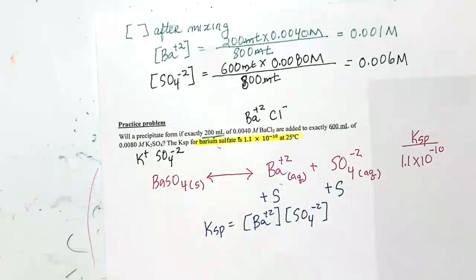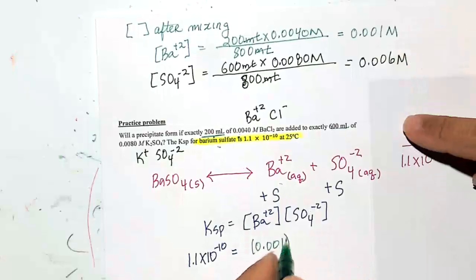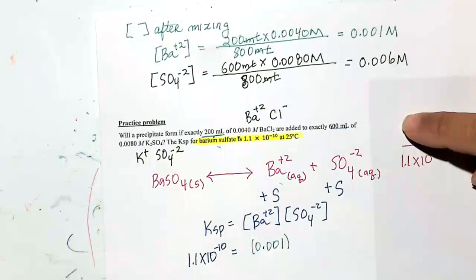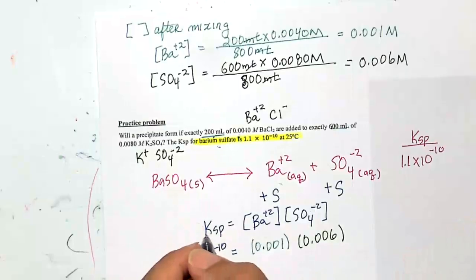All right, let's plug everything in now. Ksp is 1.1 times 10 to the minus 10. Barium ion is plus S, but we will use 0.001, and SO4 minus 2 is 0.006. Okay, so there are no units in the Ksp. So question, are there units for capital K? No. Okay, there's no units. No units for pH, no units for K.